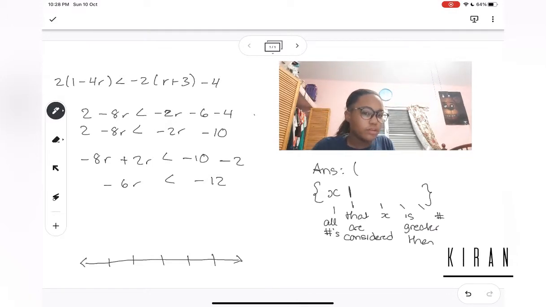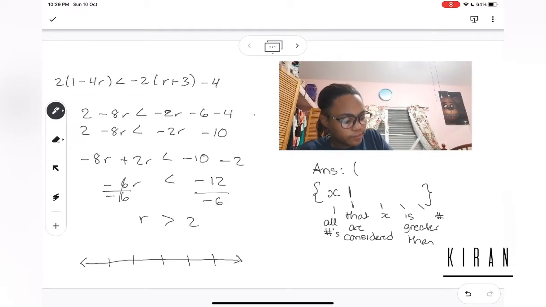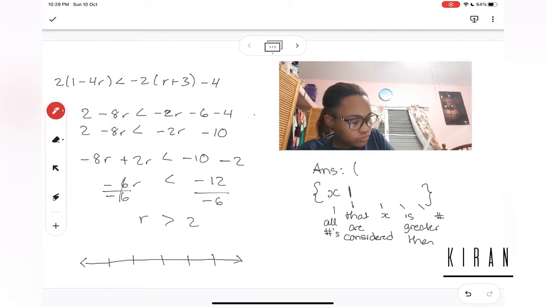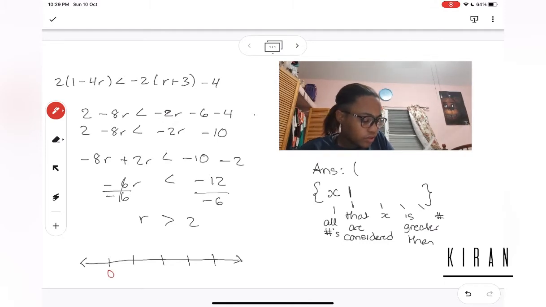Now you're going to go ahead and divide both sides by -6, which would cancel out your negatives and result in a sign change, which would now be a greater than sign for the r side. So it's going to be positive r is greater than 2.